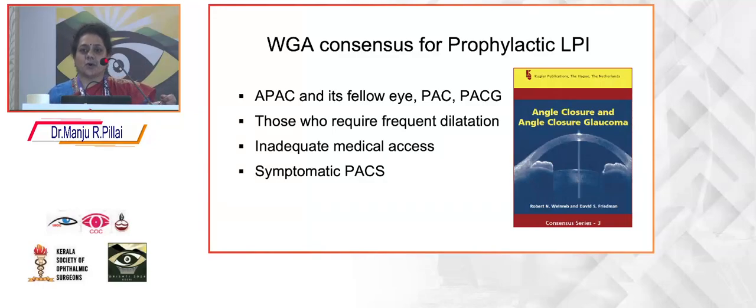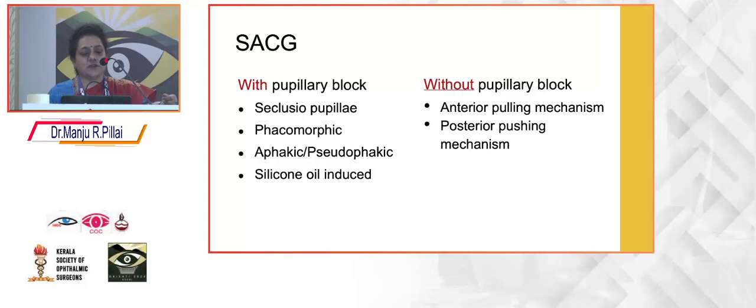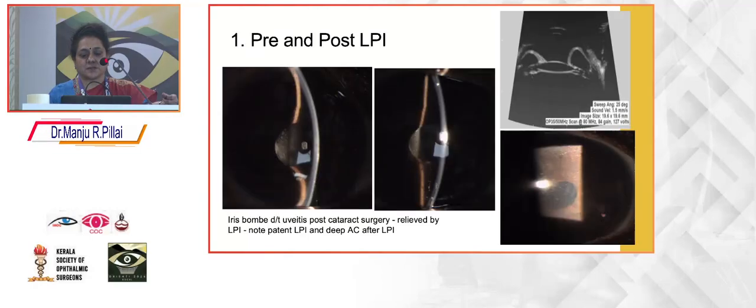The WGA consensus for prophylactic laser iridotomy is for APAC, that is acute primary angle closure, and its fellow eye, PAC or PACG, those who require frequent pupillary dilatation, those with inadequate medical access, and symptomatic PACS. There are some clinical scenarios that I would like to explain to you. With pupillary block: seclusio pupillae, phacomorphic, aphakic or pseudophakic, and silicone oil induced. Without pupillary block: an anterior pulling mechanism or a posterior pushing mechanism.